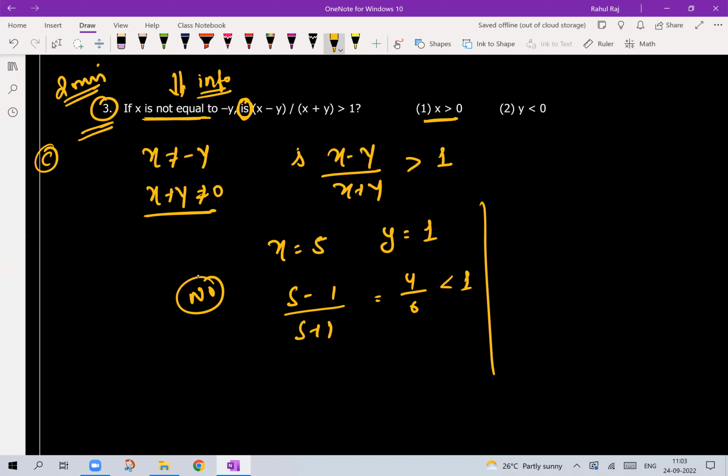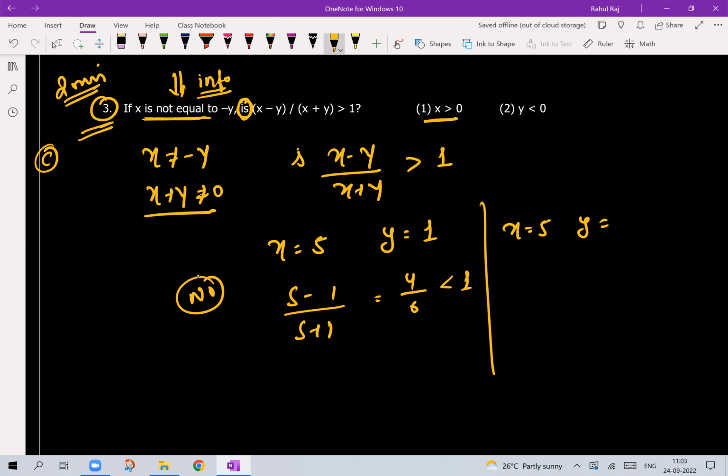Now if I take x is equal to 5 and y is equal to negative 10, what do I get? 5 minus of minus 10 by 5 minus 10. That is 15 by minus 5, which is less than 1. Check here. I'm so sorry, I've got the same no situation again.